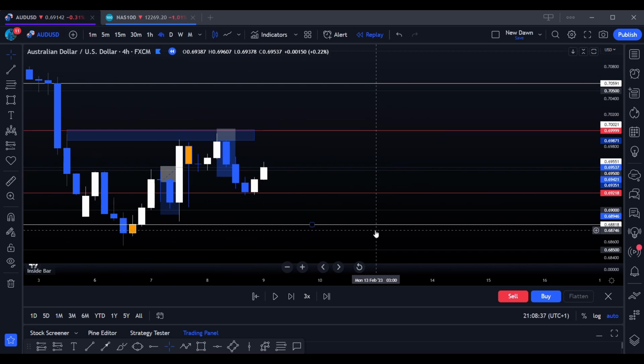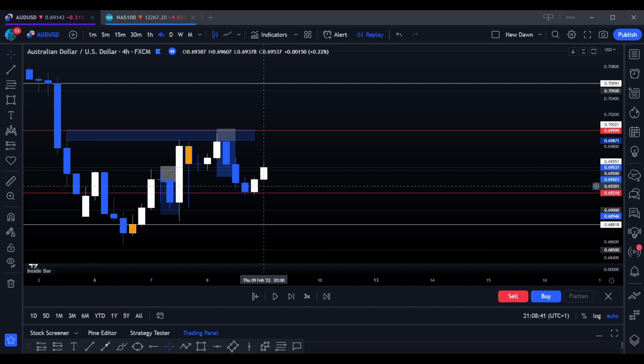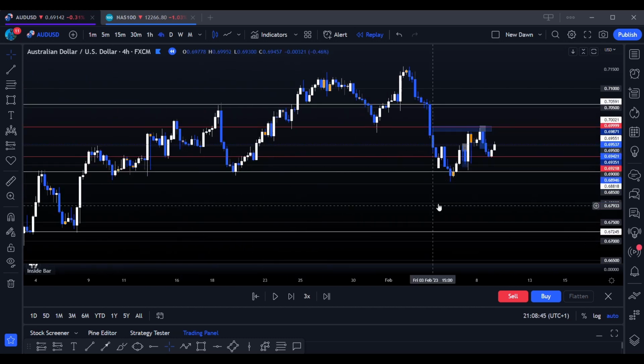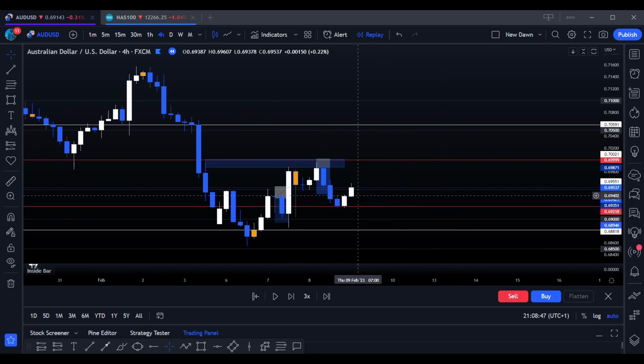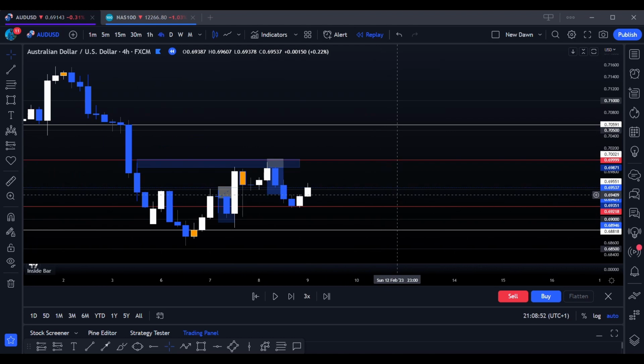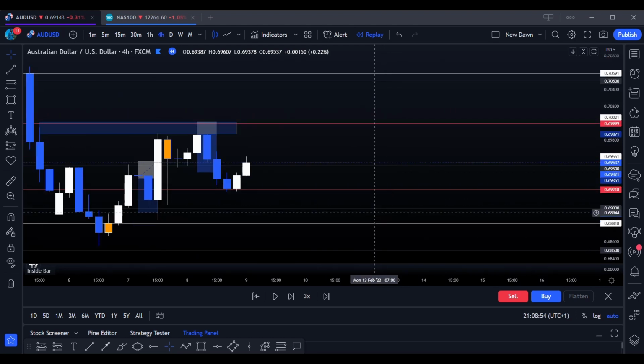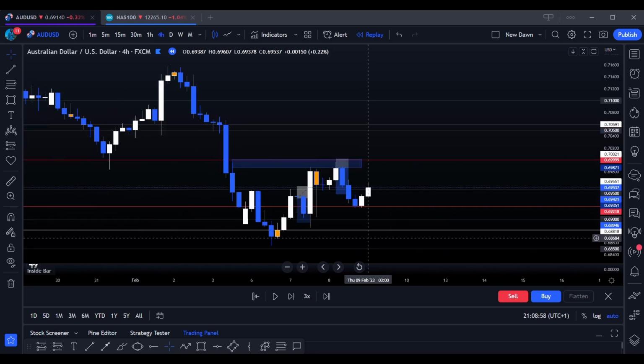So now Thursday, we've seen a very nice bullish engulfing from this key level here that has held over time, followed by a very nice bullish candle too. So I'm not expecting to see sellers, at least not yet, because the bulls are still very much in the game.